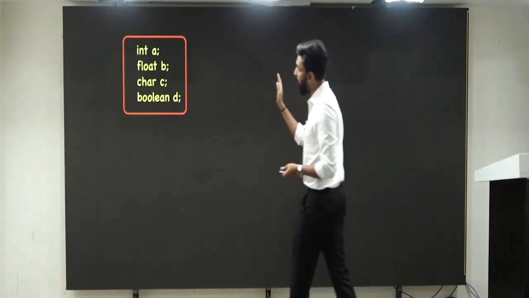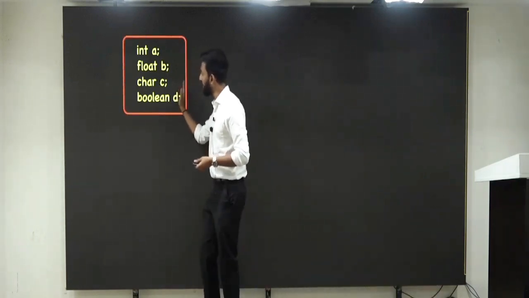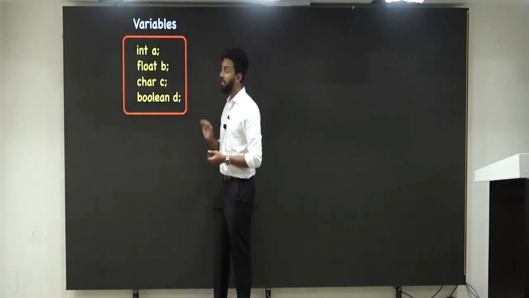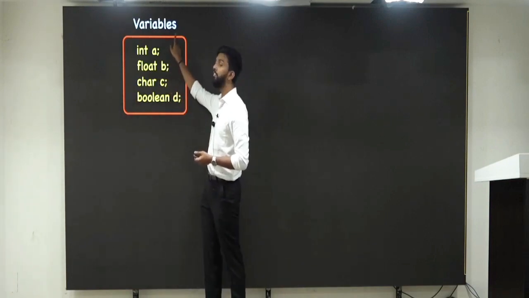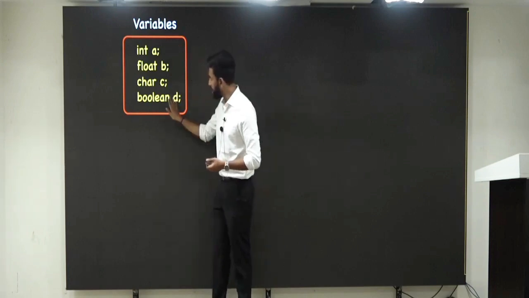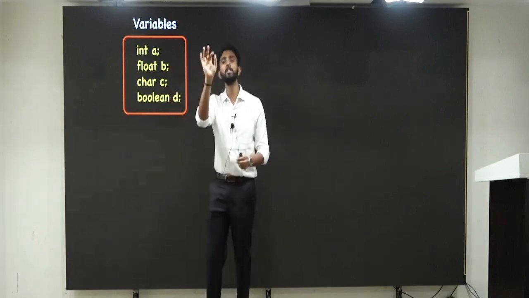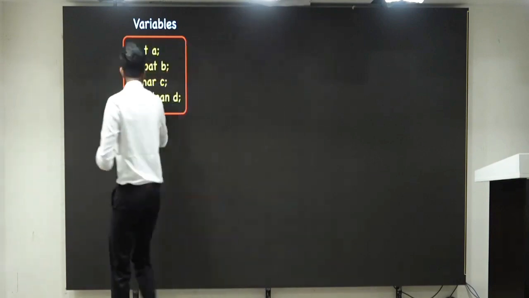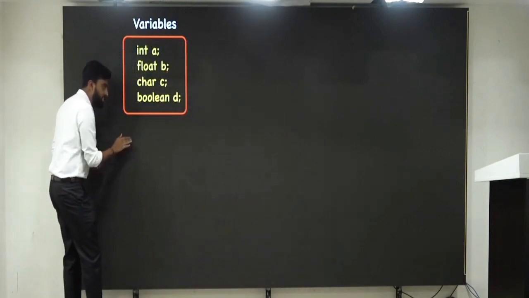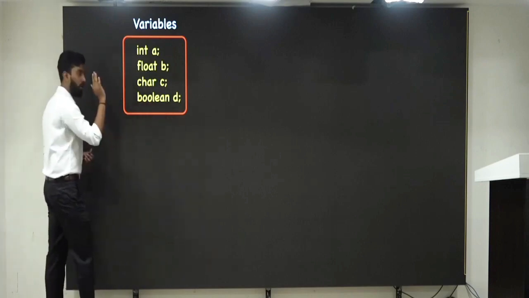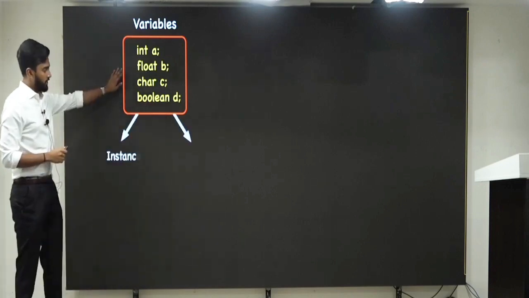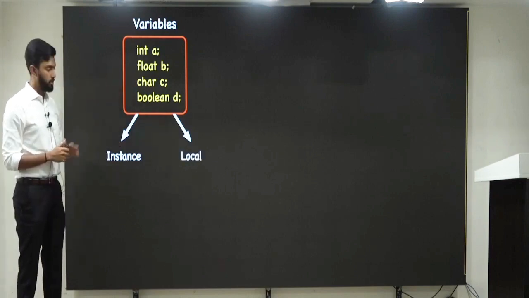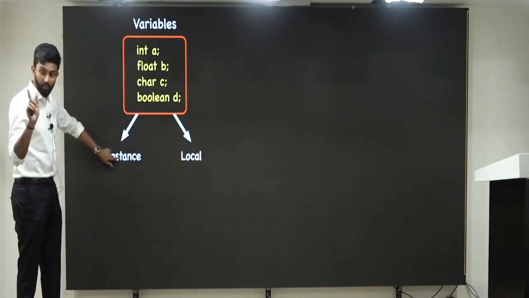Now, if you want to differentiate and tell me whether it is instance or local, then some extra information you need. Right now, what are they? Variables. That's all. We don't know whether they are instance or local. Now watch it. How to differentiate, sir, whether it is instance variables or local variables? In Java, there are two types. Instance variables, local variables.